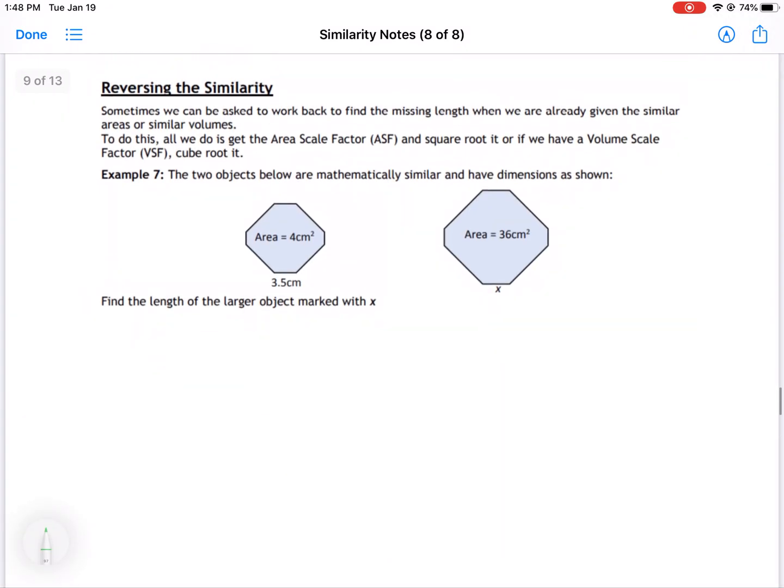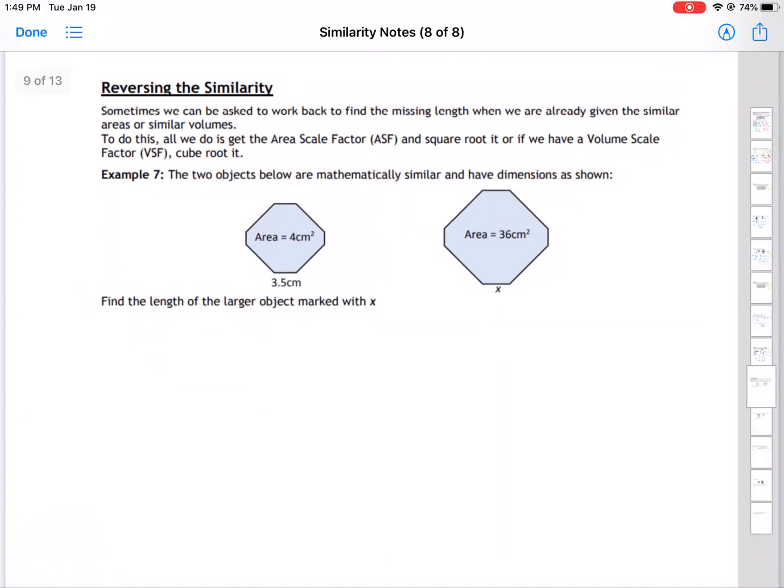Next, we are going to do something called reversing the similarity. So rather than start with the length this time, we are going to start with either the area or the volume. Essentially what we're doing is we're working backwards. We are given the area and we're trying to find the length. If you remember previously, when finding the area, we squared. Think about working backwards. We are going to do the opposite, which in this case will be square root.